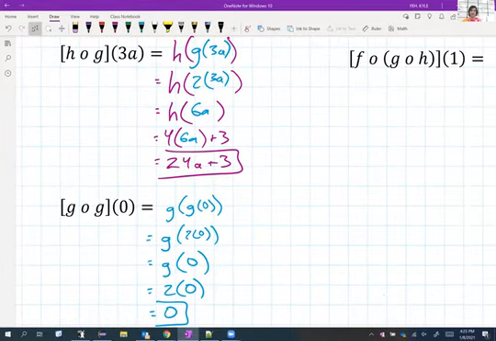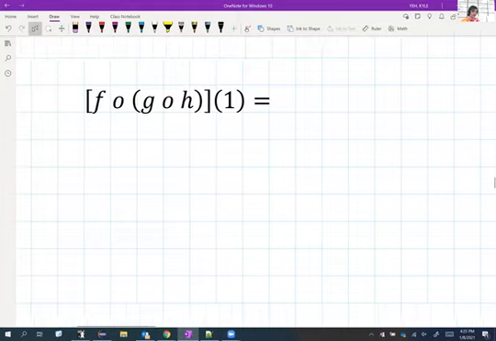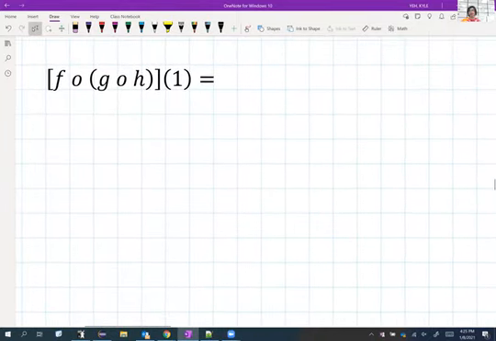To close us out, I would challenge you to try the triple on the right-hand side of the screen. I'll kind of move over there. I would challenge you to try this on your own. Pause the video, try it, see if you're really getting this function composition business, and then unpause it when you are done. And now I'm going to start working it out.